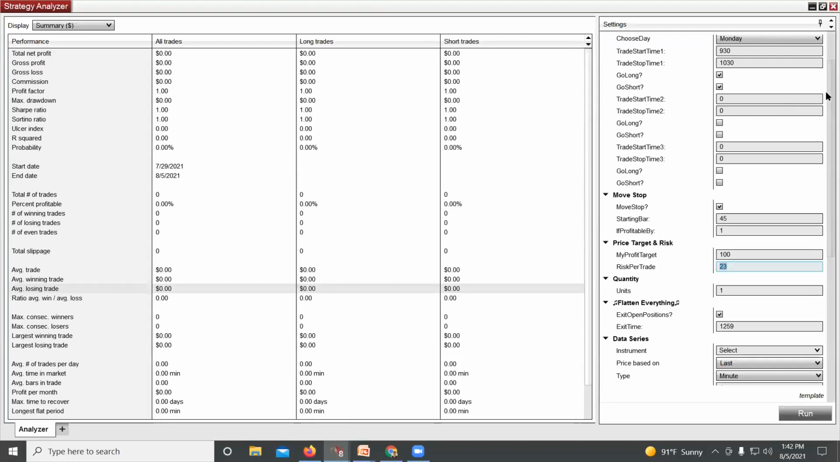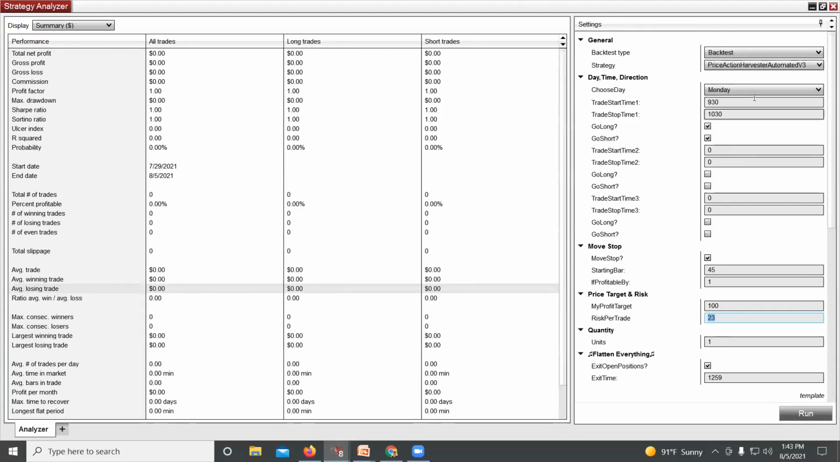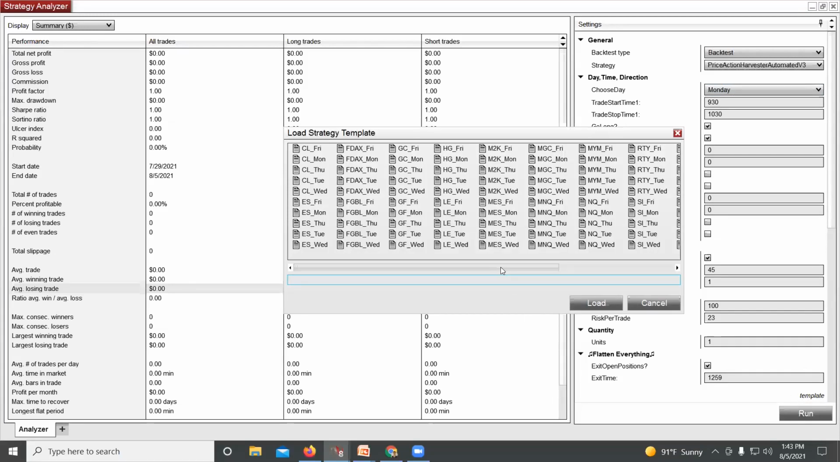Okay, let me start from scratch. So I've loaded Price Action Harvester Automated, which is version 3. Let me do that. Okay, that's version 3. And thanks, guys, for notifying me, okay? So Monday, I've loaded Tuesday, Monday. You can choose any day you want. And you're going to do this one at a time, by the way. So if you wanted to check Monday, you're going to load Monday. You want to check Tuesday, you're going to load Tuesday. And I do provide templates that come with that, okay?